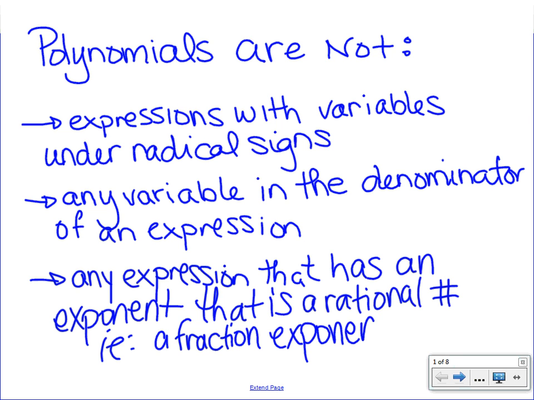Now, we know they exist, we deal with them, but they don't get the special name of being called a polynomial. So in other words, polynomials are every other expression: expressions with variables that are not under radical signs, expressions with variables that are not in the denominator of any fraction, and also expressions where the exponent is not a rational number. So your exponent is a 0 or higher, or it can also be an integer, it can be a negative number, but it cannot be a rational number, meaning a fraction or a decimal.